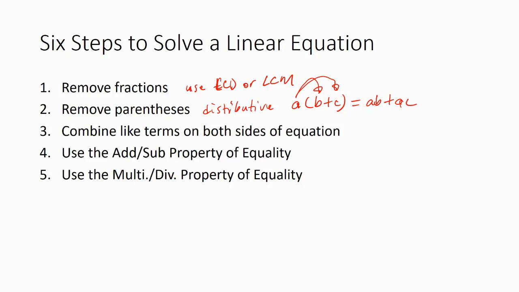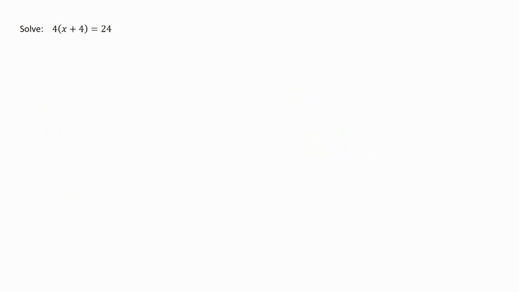Next, we have the multiplication division property of equality. So here again, whatever you multiply or divide by one side of your equation, you must multiply or divide the other side by that quantity as well. And the last thing we will do is check. All right, so let's take a look at all of the 6 steps in action.